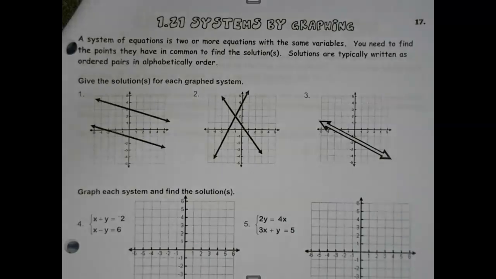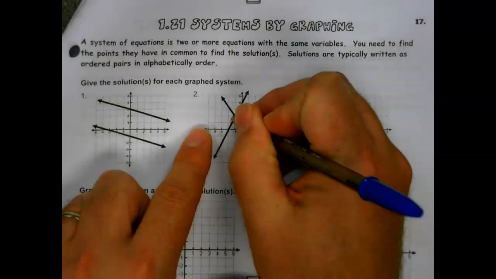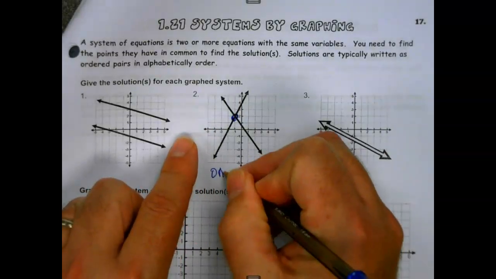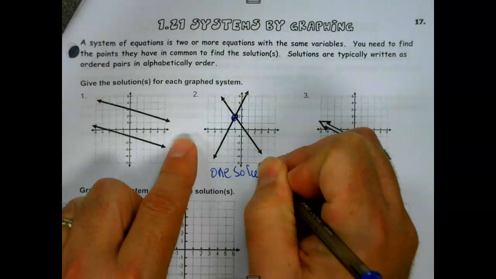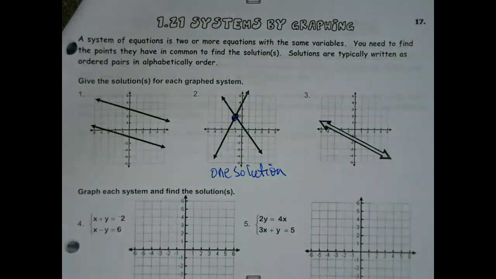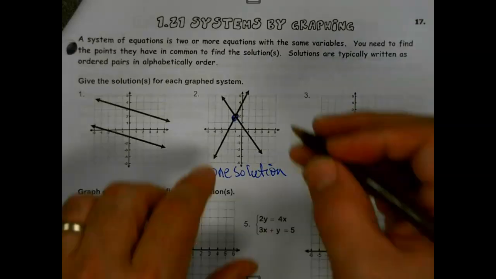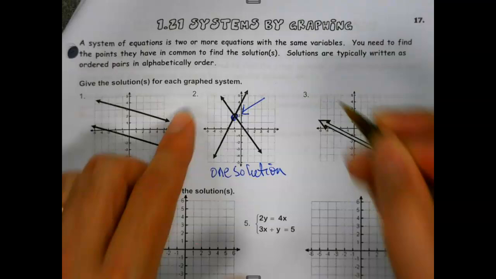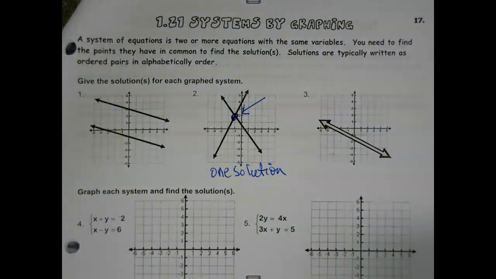Get rolling here with systems by graphing. You basically are going to have three options that can come up when you graph two lines. They can cross at one place, where you have one solution. If you get the one solution, though, we don't want to just say, hey, one solution. We actually want to know what the value of that solution is.